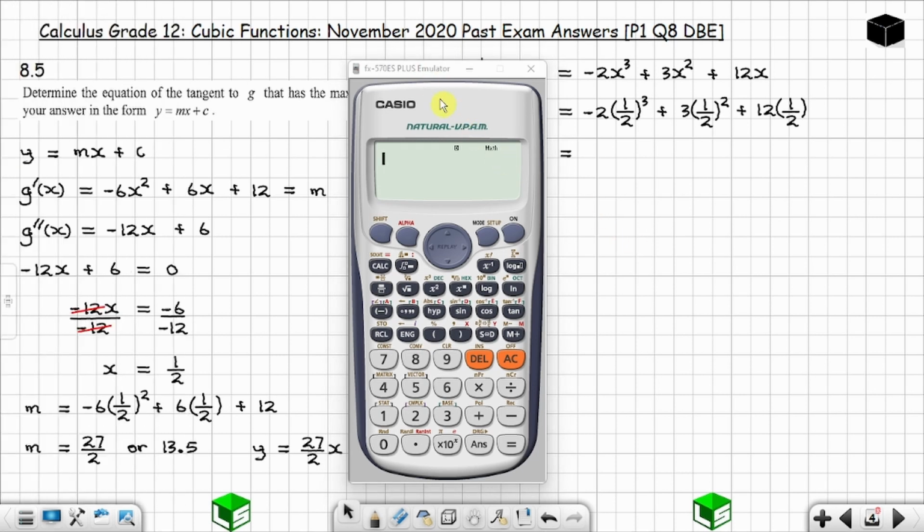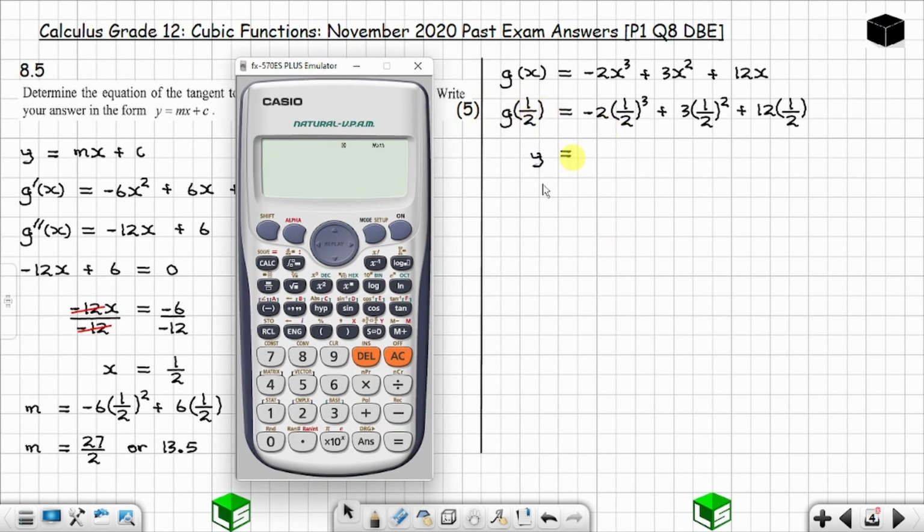So what is g of 1 over 2? It's this. You plug in your calculator what you have there: negative 2 times 1 over 2 cubed, plus 3 times 1 over 2 squared, plus 12 times 1 over 2. So you plug your x inside the original equation so that you can have your y, okay? And so your y is 13 over 2, okay? Your y is 13 over 2.